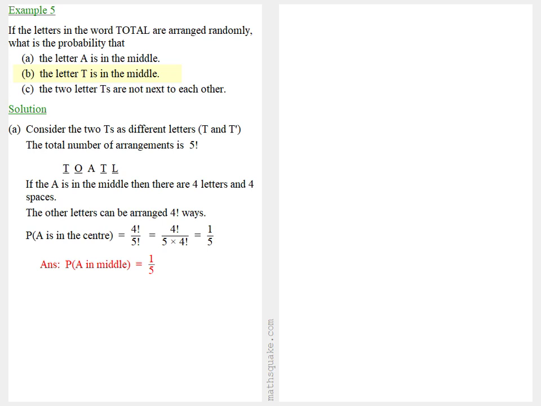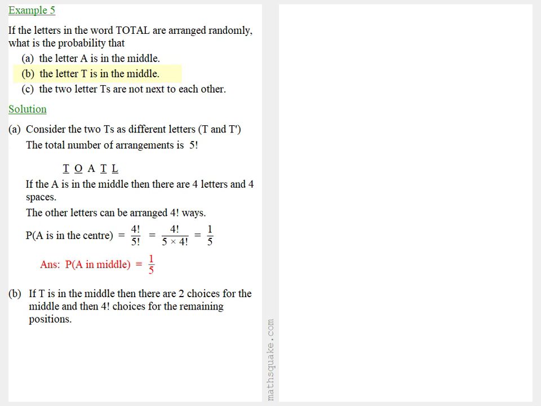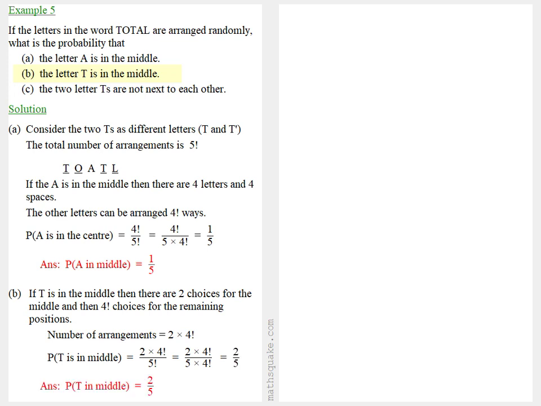In part B we're asked what's the probability that the letter T is in the middle. Well, if T is in the middle, there are 2 choices for the middle, because we've got 2 T's. And then we have 4 different letters, so we have 4 factorial choices for the remaining positions. So the number of arrangements is 2 times 4 factorial. So the probability that T is in the middle is 2 times 4 factorial over 5 factorial, which is 2 times 4 factorial over 5 times 4 factorial, or 2/5. So the probability that T is in the middle is 2/5.